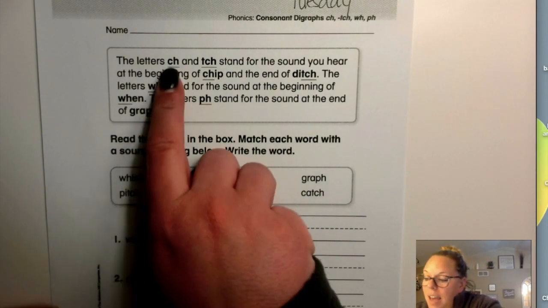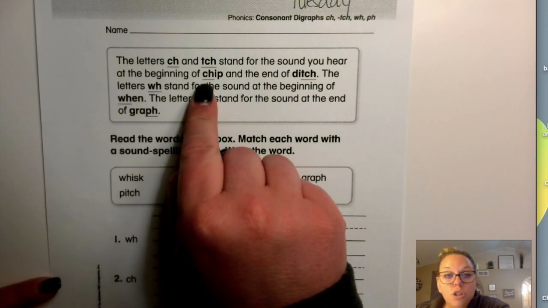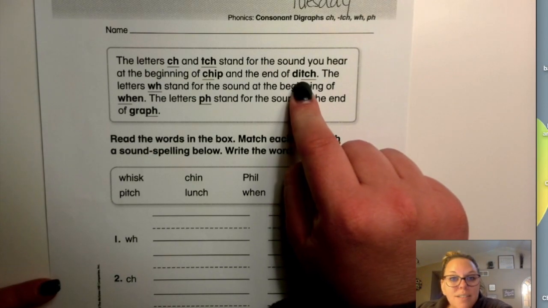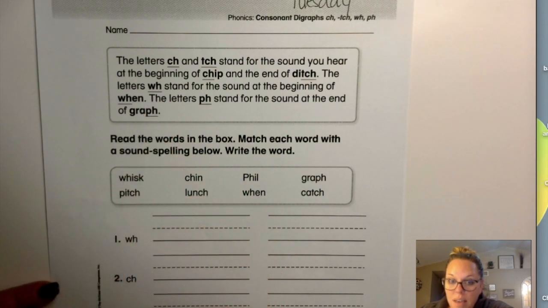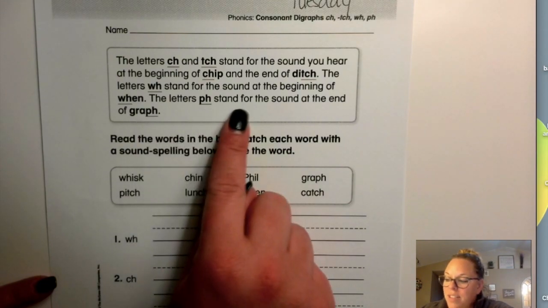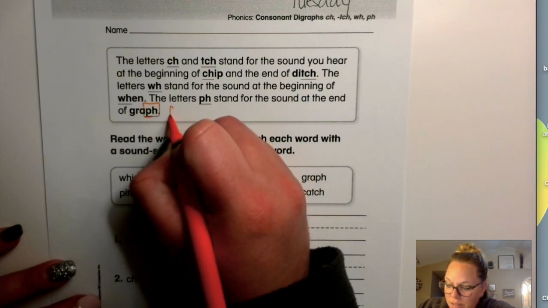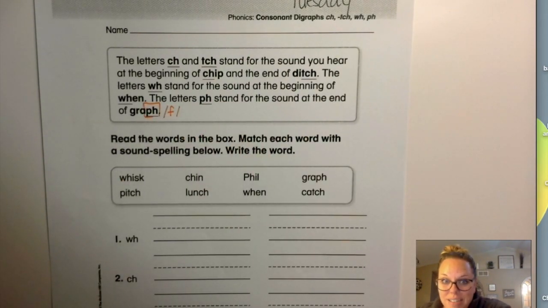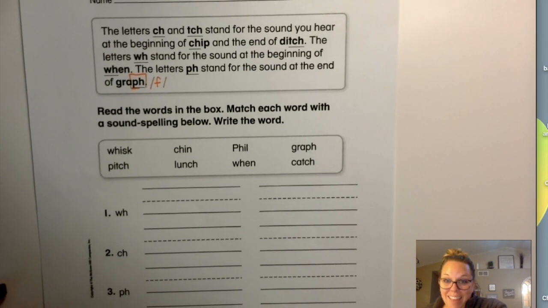The letters CH and TCH stand for the sound you hear at the beginning of the word chip and at the end of the word ditch. The letters WH stand for the sound at the beginning of the word when. And the letters PH stand for the sound at the end of graph. Now this one's tricky because when we hear graph, the PH makes what sound? It makes the sound of the letter F, doesn't it? But we're not writing an F, we're writing PH. So this is what we're going to be looking at and spending some time focusing on this week.